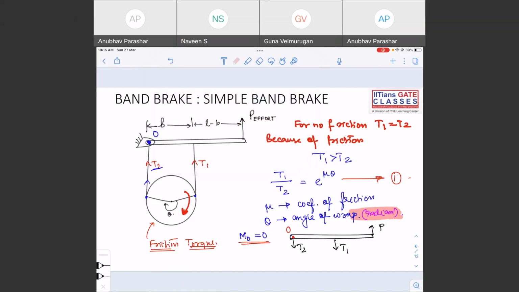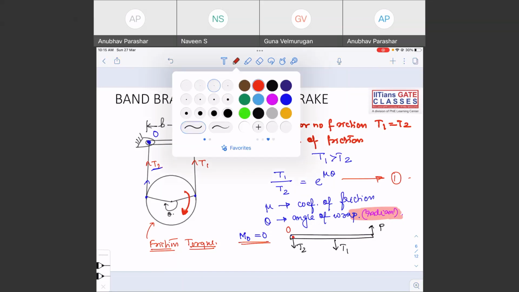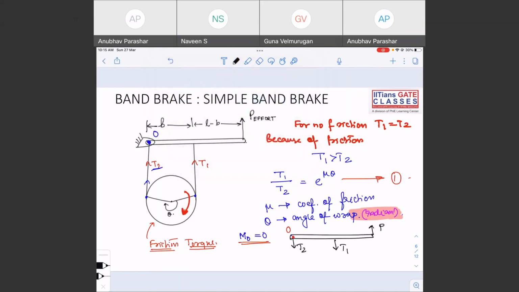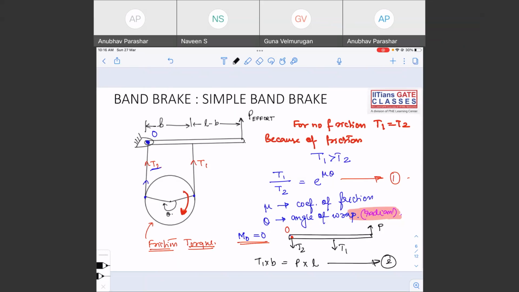If I take moment about point O, T1 into b should be equal to P into (L minus b plus b), so it will become P into L. So this becomes your second equation. From equations 1 and 2, you can find out both T1 and T2. In band brake this is all you have to do, there is nothing much.